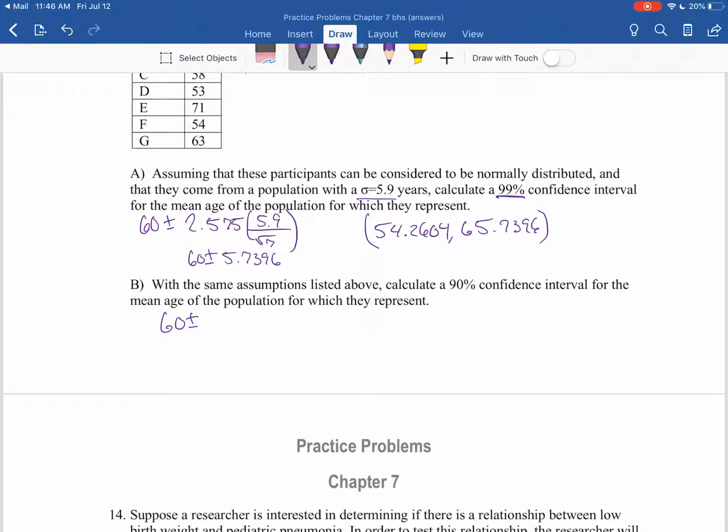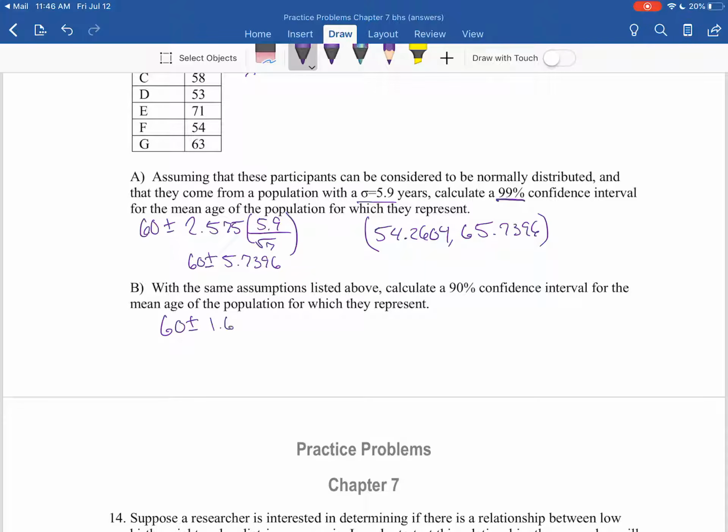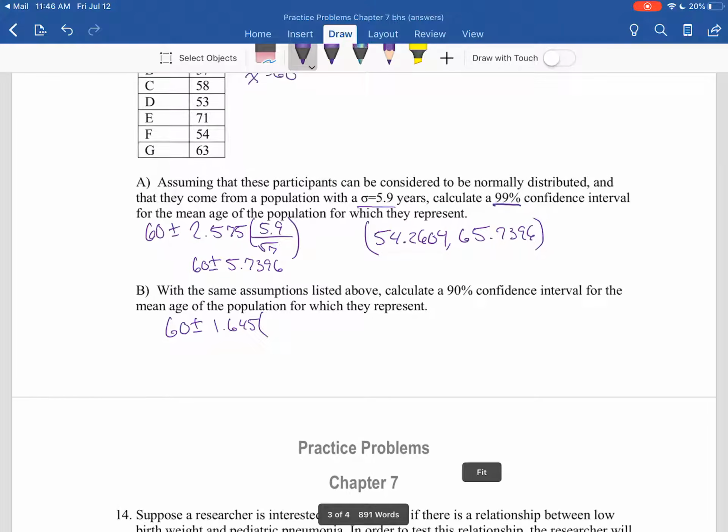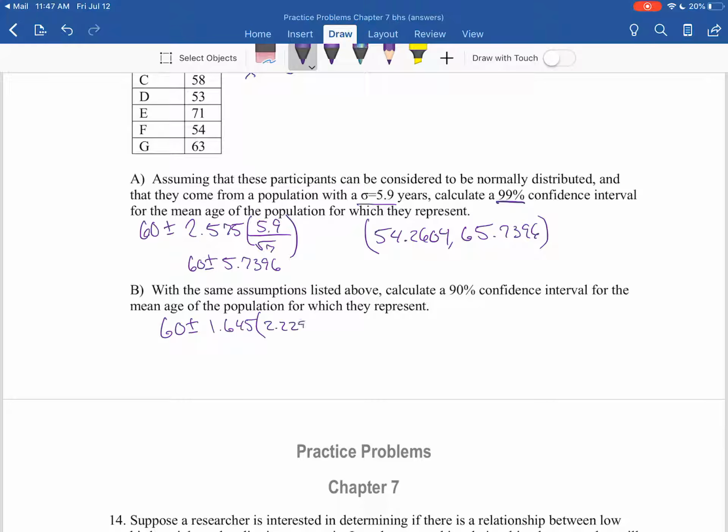Once again, use the values that are given to you already. So we know this value should be 1.645, and we know the standard error is going to be 2.229 calculated from above. 60 plus minus 3.666, you're going to get 56.334 to 60.